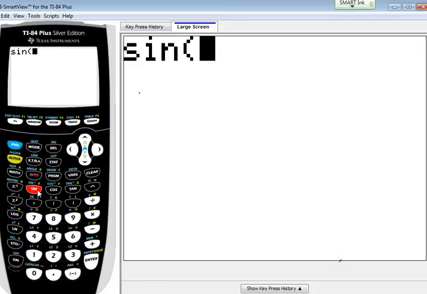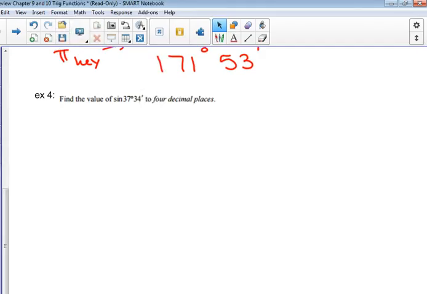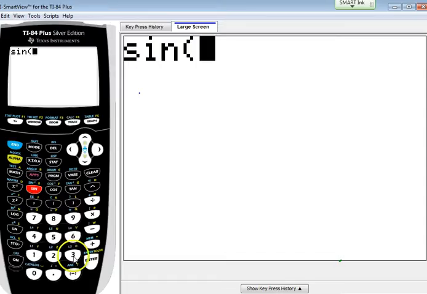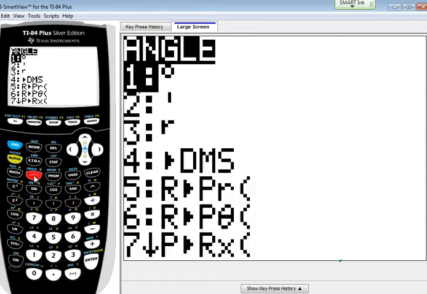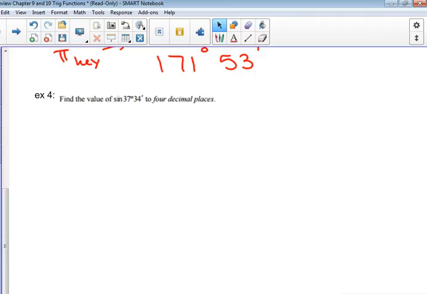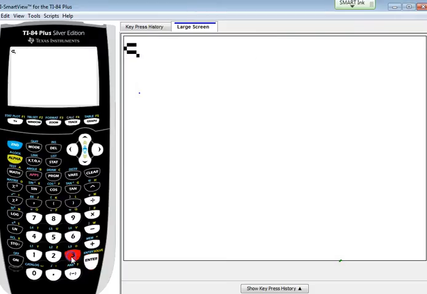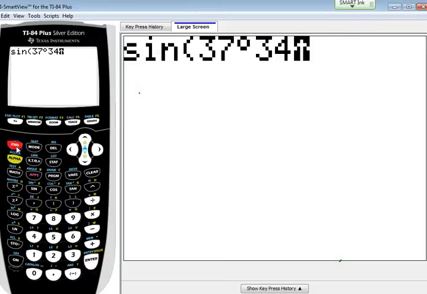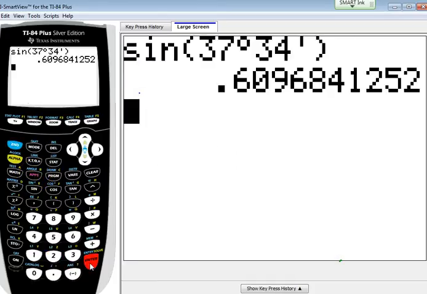Okay, let's do sine, and then to get your stuff, we're doing 37 degrees. 37, same key, second app, put your degree sign in, and then 34 minutes, so 34, second app again, 2, close it, there we go. They wanted it to the nearest 10,000 spot, I think it was. So this would be a 7, yep, 6097.